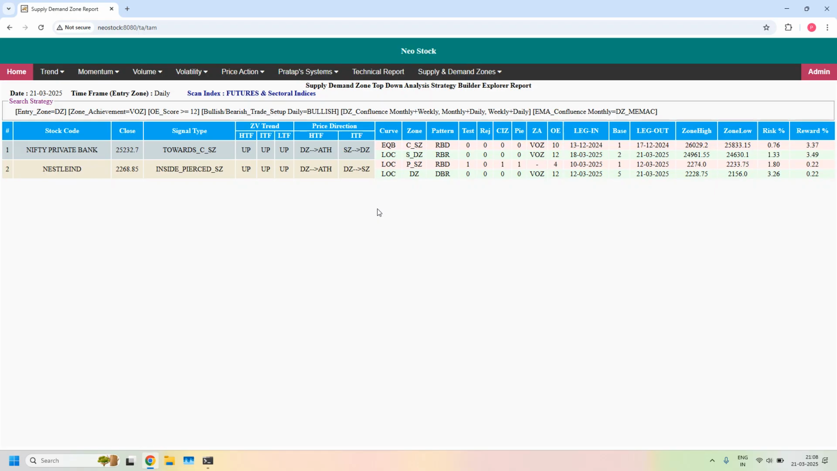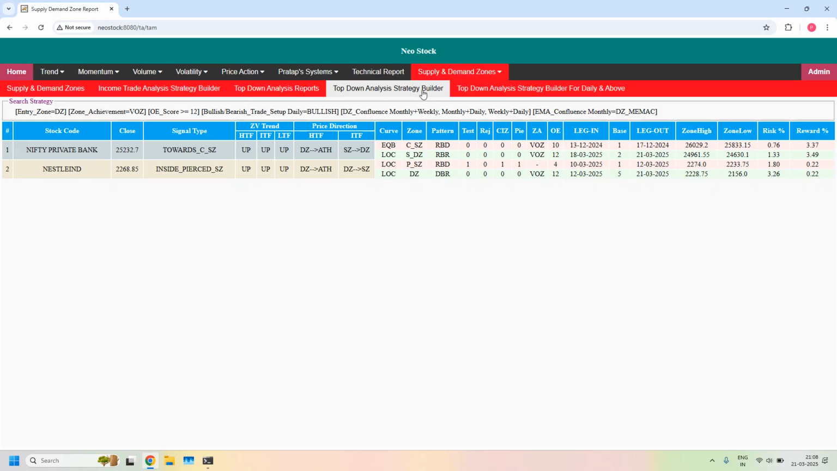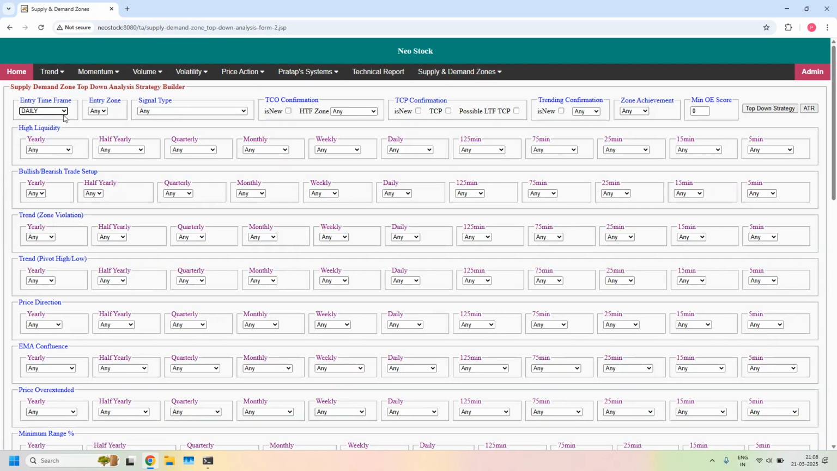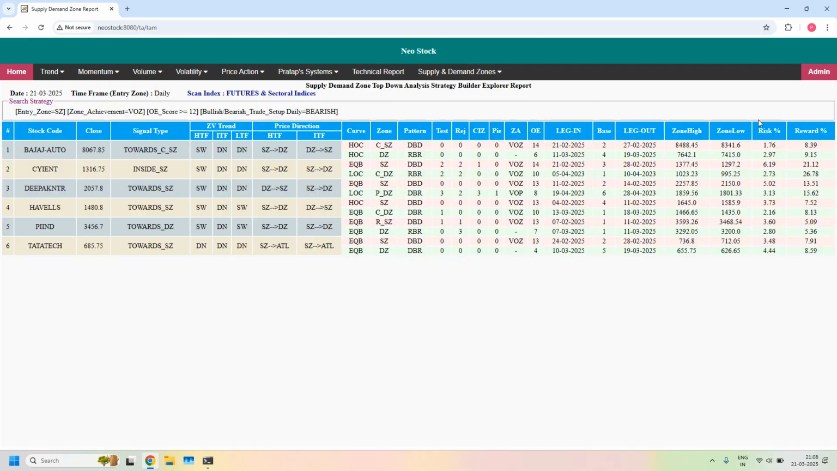Next, the bearish trade setup for monthly income trade. Entry time frame is daily. Entry zone is supply zone. In bullish or bearish trade setup at entry time frame daily, I am selecting bearish. The zone achievement should be violated opposing zone. Minimum odd enhancer score should be 12. With these filters, we got 6 stocks.